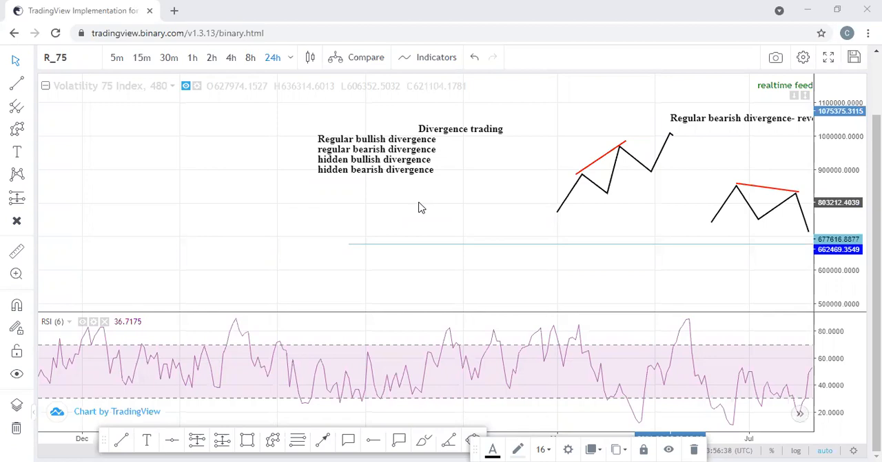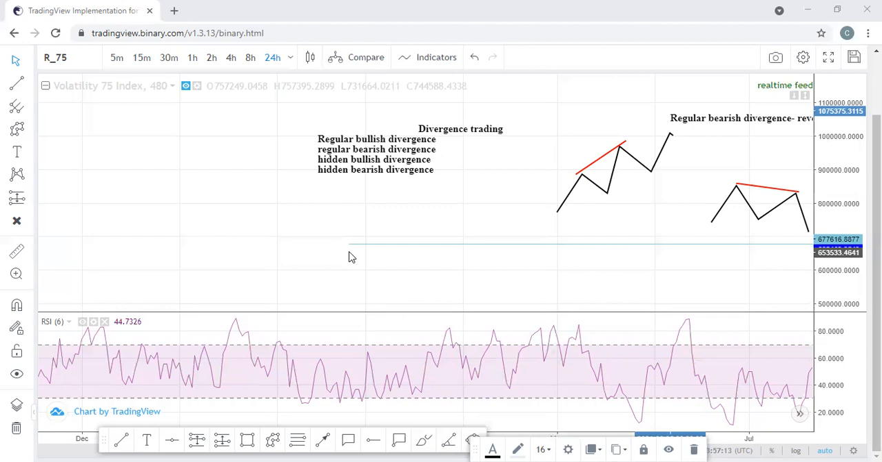Today we'll be talking about divergence trading. This is a very confusing concept sometimes, and you need to know how to use divergence to add to your trading, because a divergence lets you know what is going to happen next. It's a technique which traders use to determine what will happen next in the market. Divergence trading helps to tell you if the market is likely going to reverse or likely going to continue.